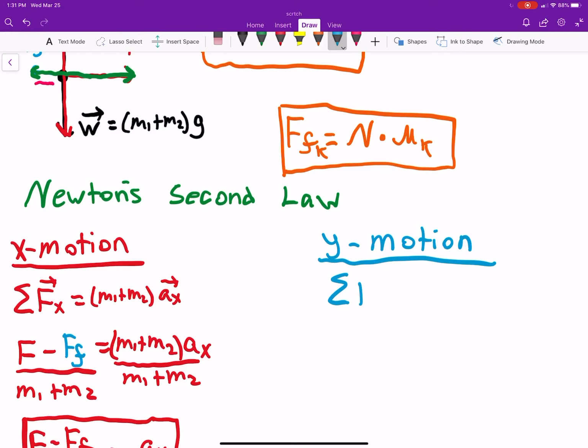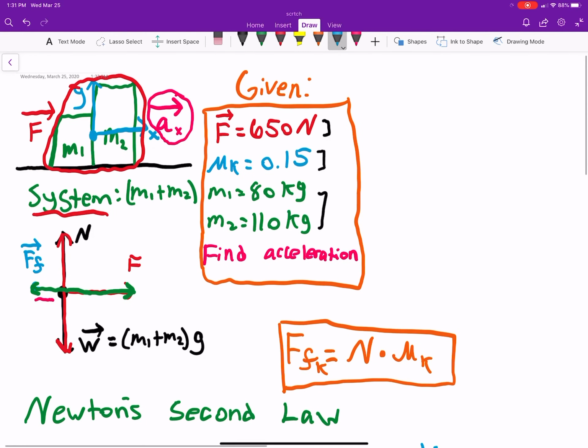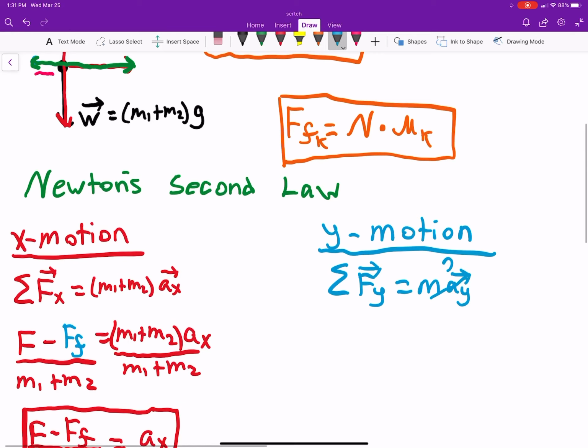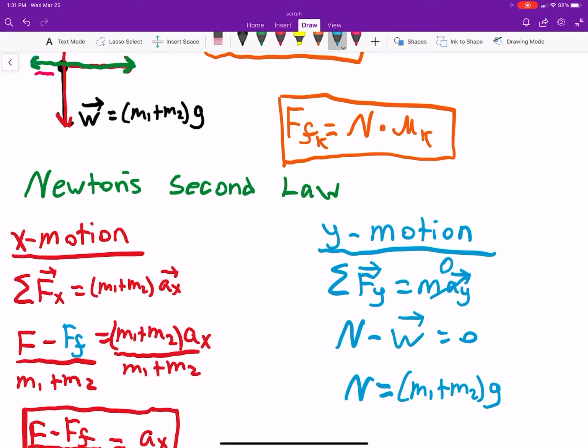So the sum of all forces in the y direction is equal to mass times acceleration in the y direction. Now, the block's just moving in the x direction. This block isn't bouncing up and down on the floor, right? So there's no acceleration in the y direction. What forces do we have? Normal minus the weight force is equal to 0. Or normal equals the weight force, which we mentioned is m1 plus m2 times g.